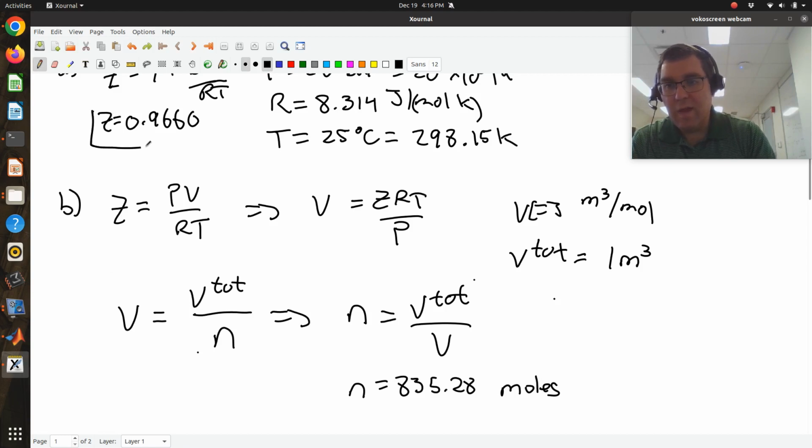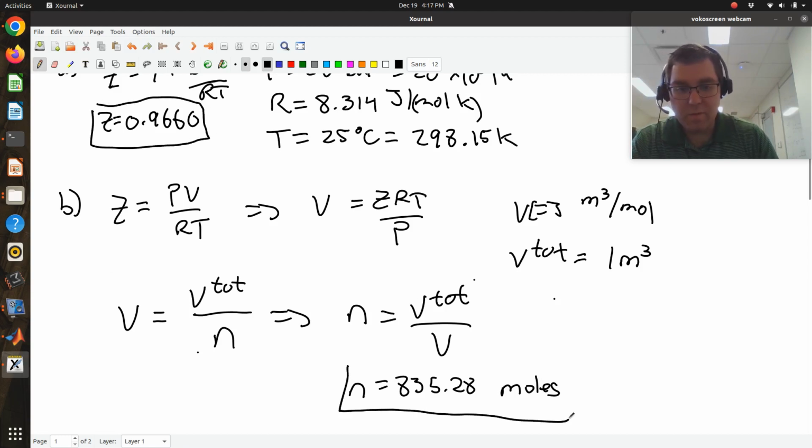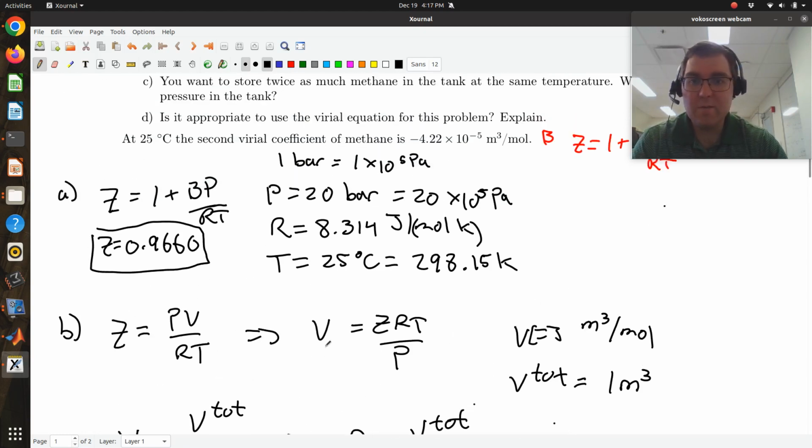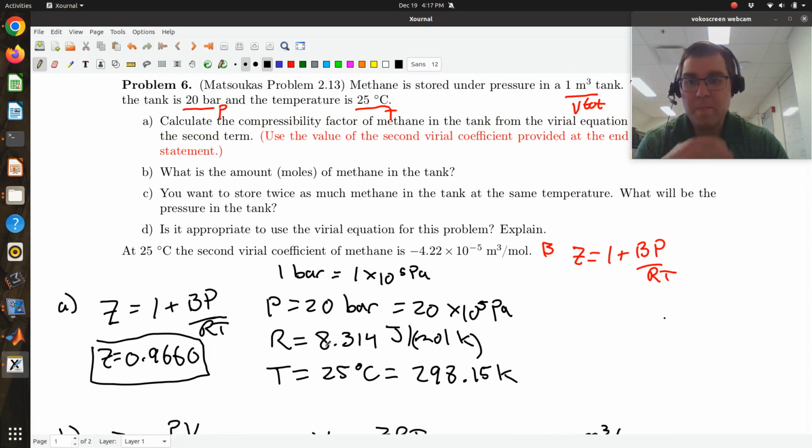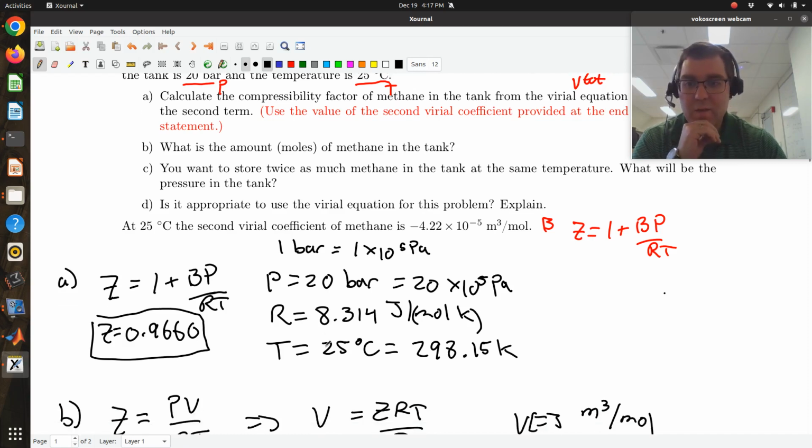So we have A, and now we have B, the number of moles. Let's see what they want next. So now C asks, you want to store twice as much methane in the tank at the same temperature. What will be the pressure in the tank?